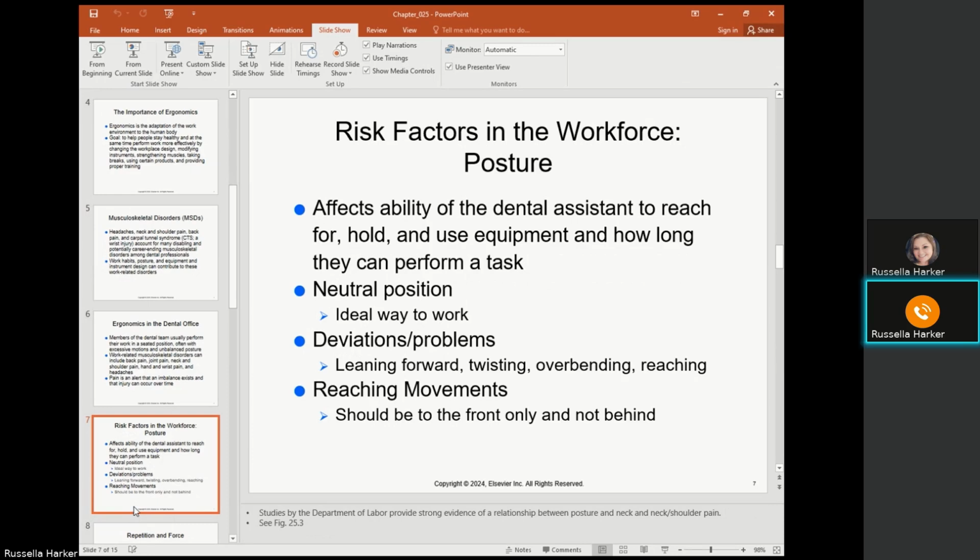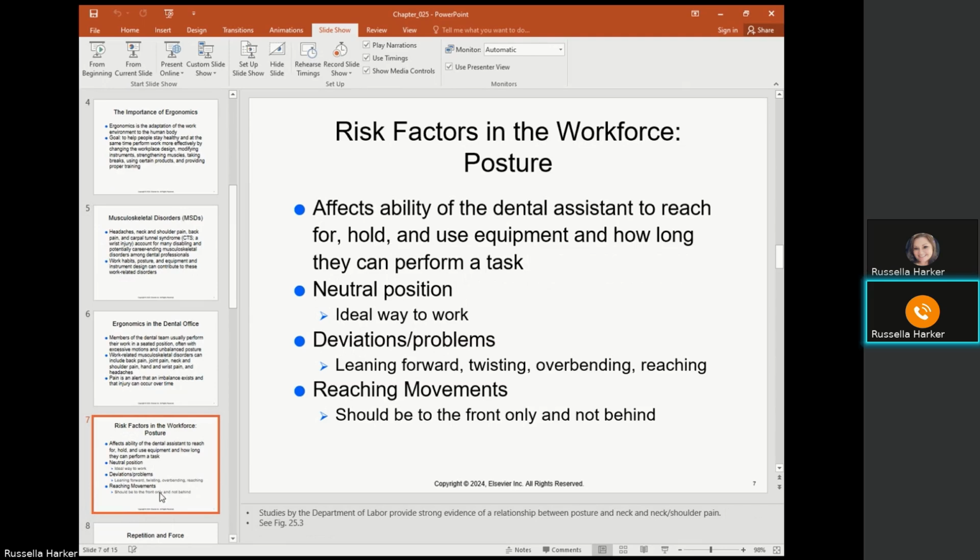Reaching movement should only be to the front, not behind you. If you have something behind you, you need to stand up and turn around or spin your chair so that you are facing behind you to reach that item. You should not be reaching your arm behind you because that will cause shoulder problems over time.